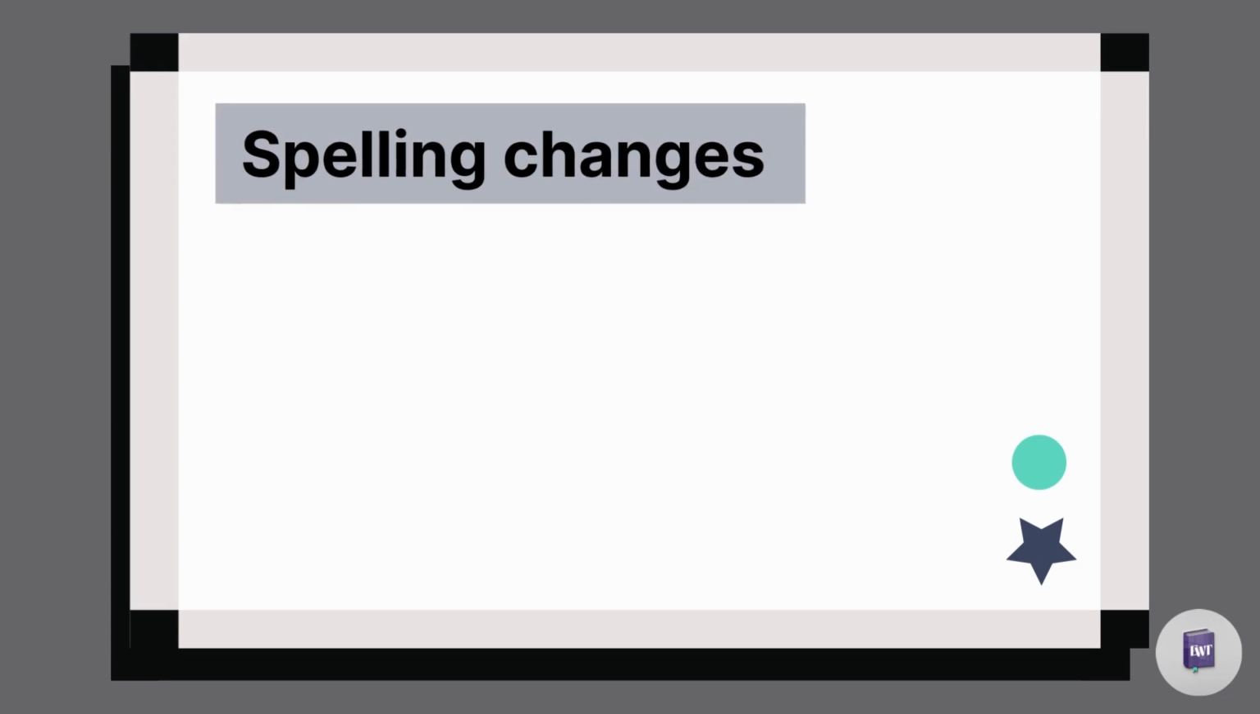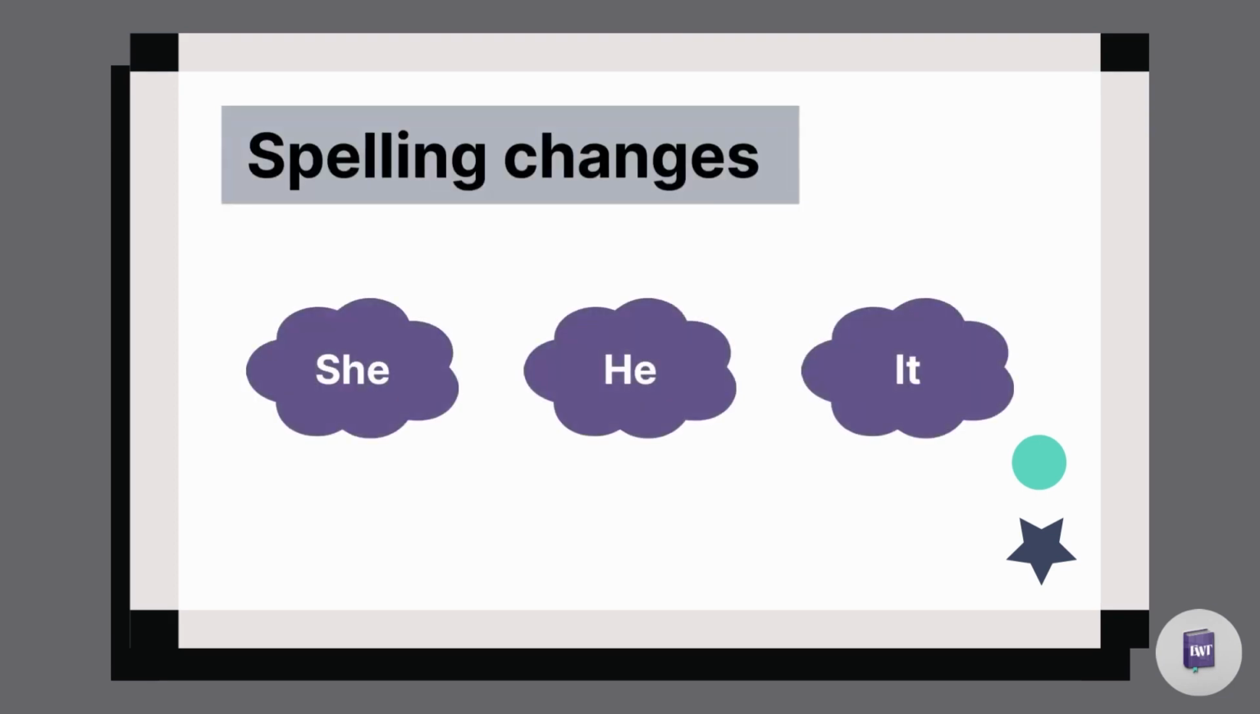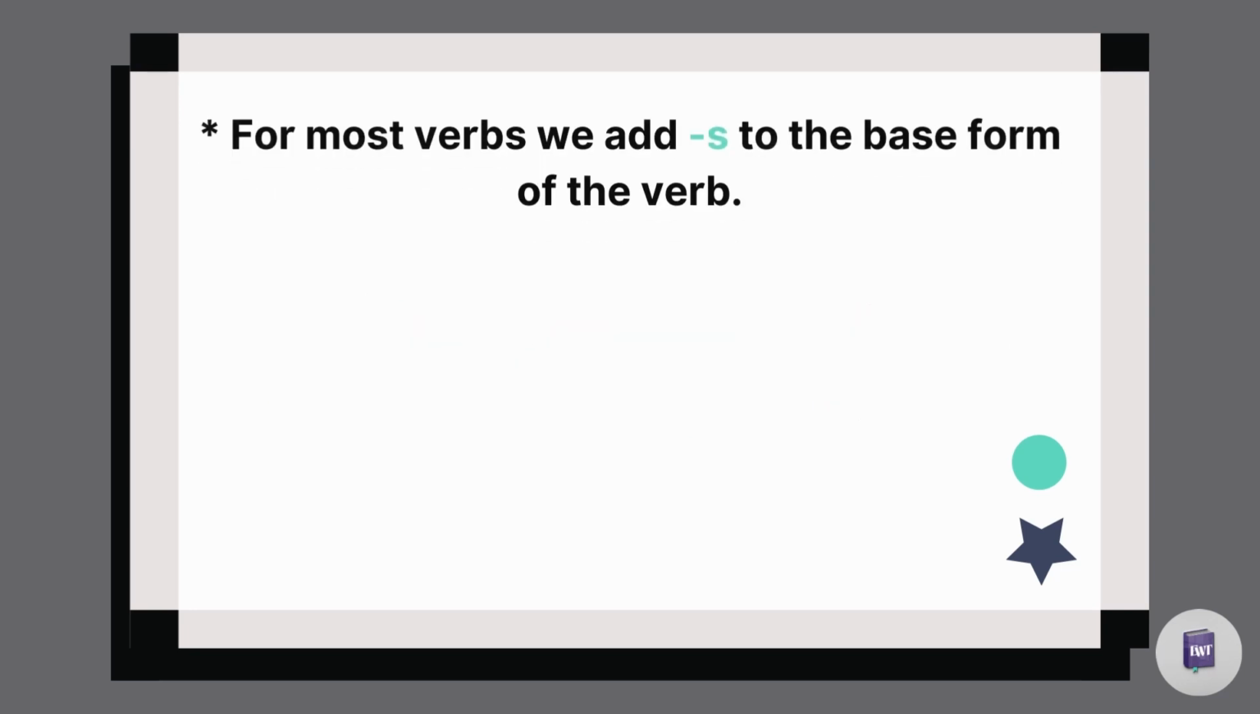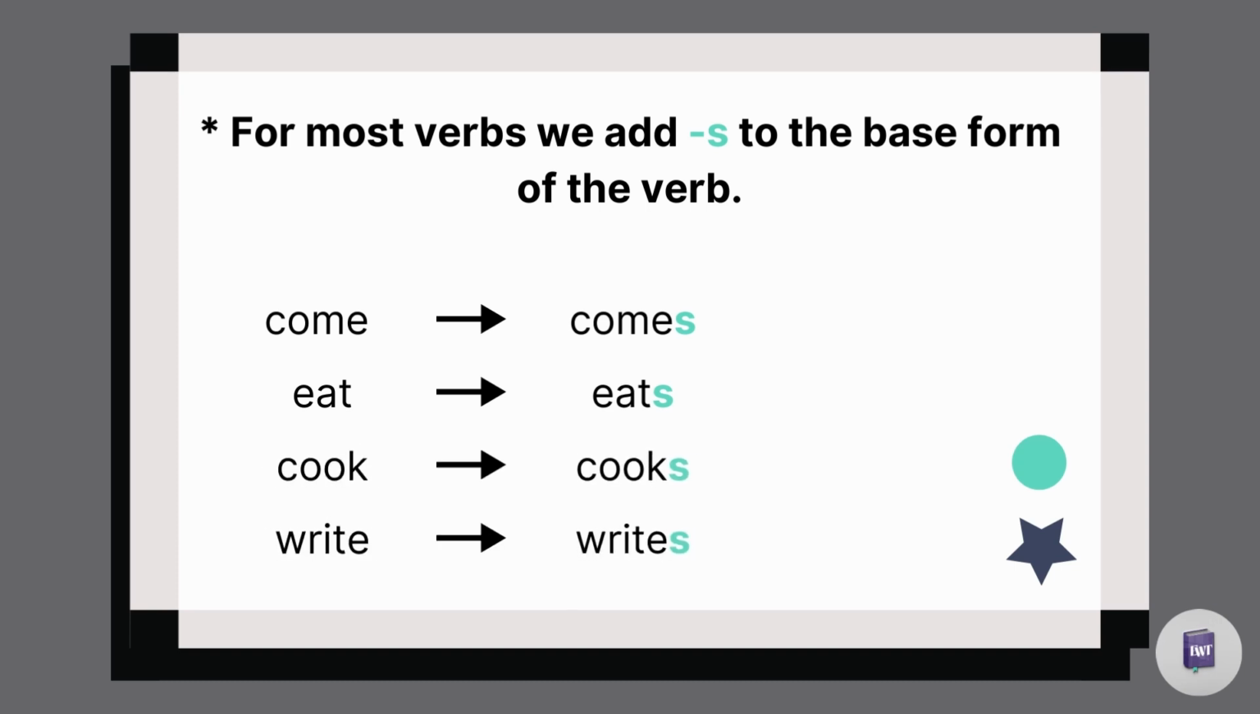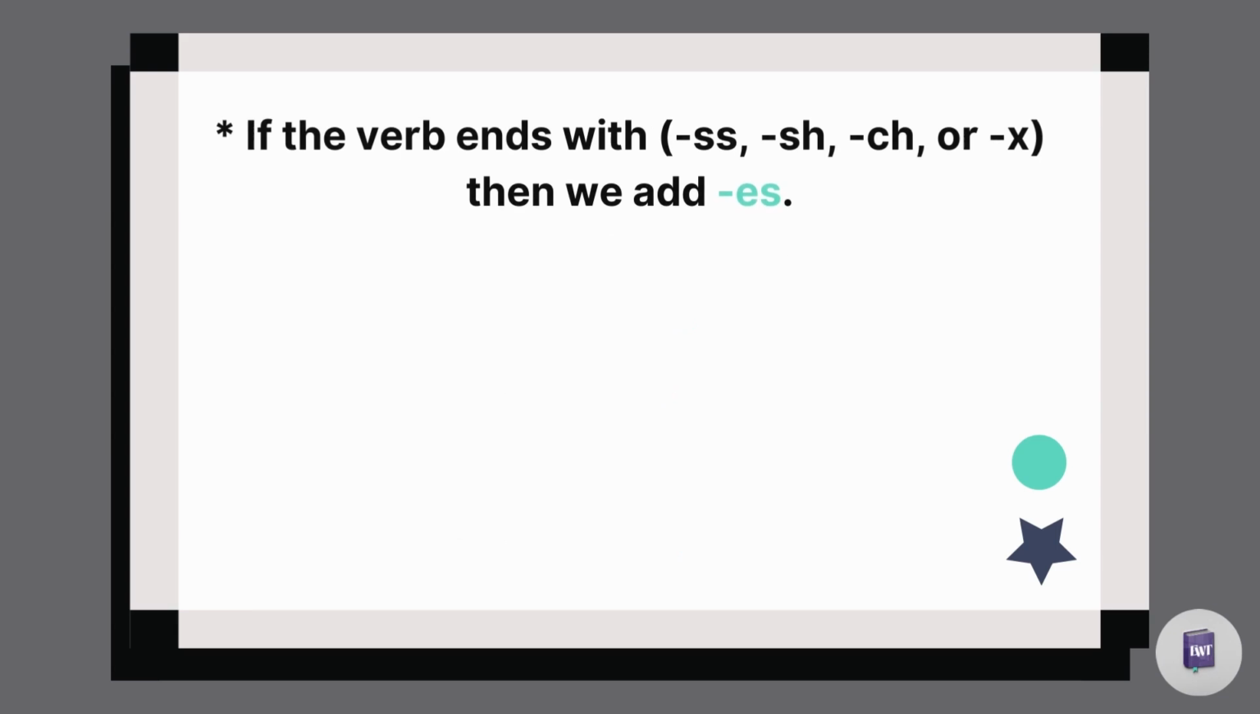And now, let's talk about some spelling changes we need to make in the present simple tense. And we only make these changes when we are using these subjects: she, he, and it. For most verbs, we add s to the base form of the verb. Come, comes. Eat, eats. Cook, cooks. Write, writes, and so on.